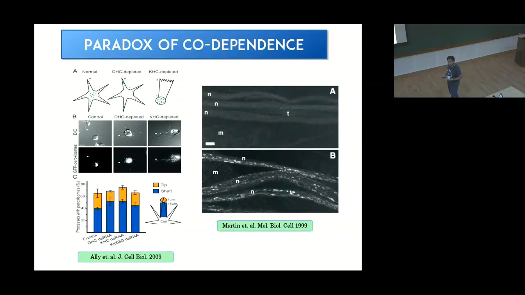So even though this naive picture of a tug-of-war does work in many cases, it leads to what is known in this literature as the paradox of codependence: if you stop one type of motor, the cargo as a whole stops moving. So I'll just describe one result of this analysis that we have.